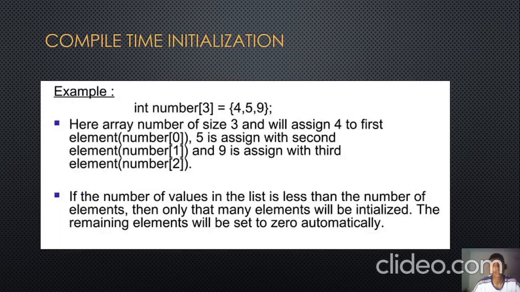Example: int number[3] = {4, 5, 9}; Here the array number is of size 3, and we assign 4 to the first element number[0], 5 to the second element number[1], and 9 to the third element number[2]. Array indexing starts with 0. If the number of values in the list is less than the number of elements, then only that many elements will be initialized. The remaining elements will be set to 0 automatically.